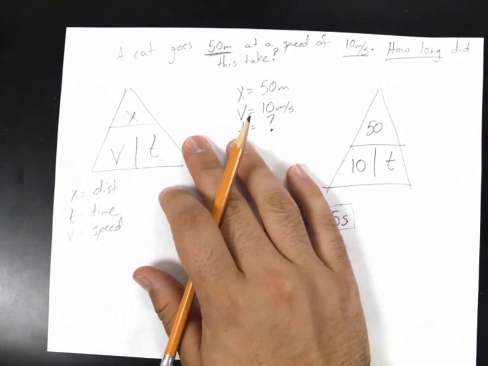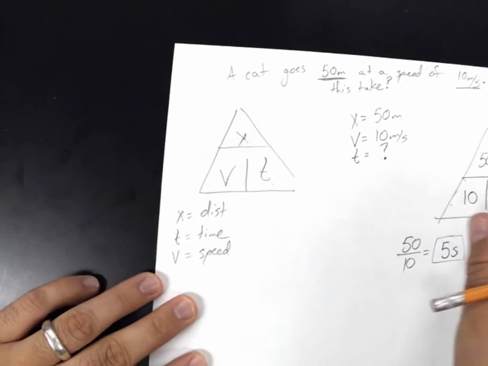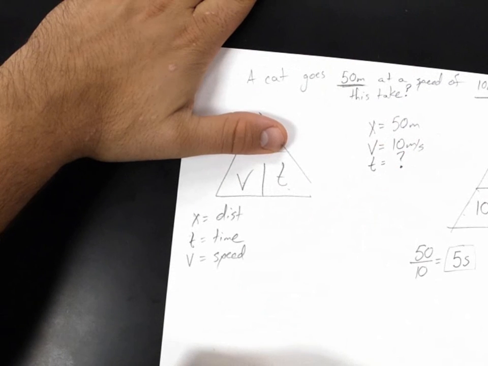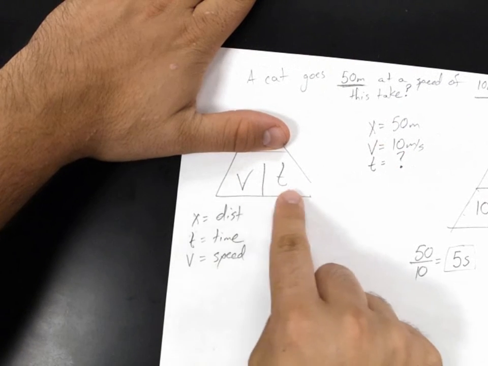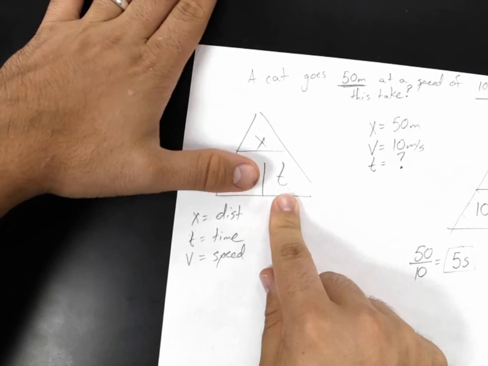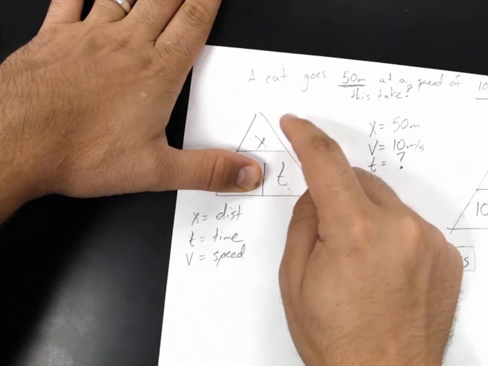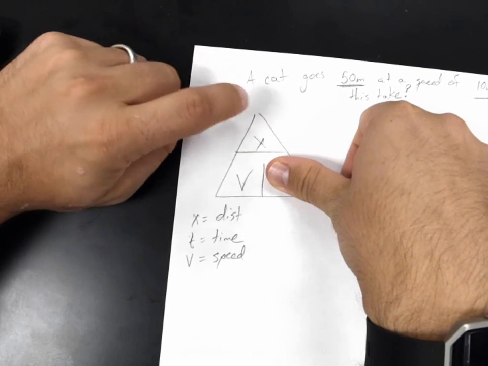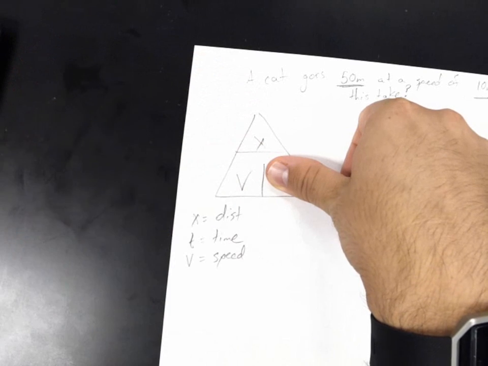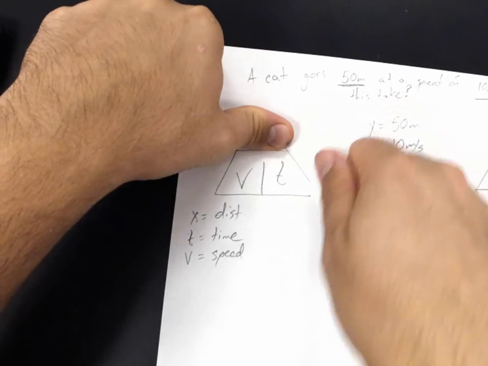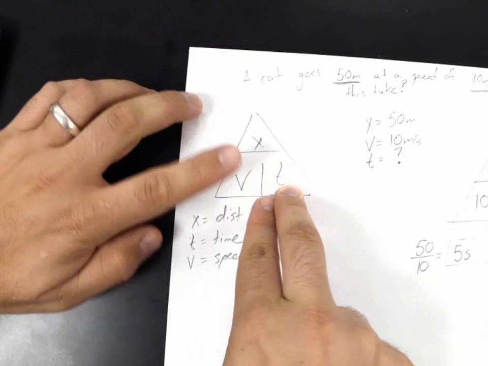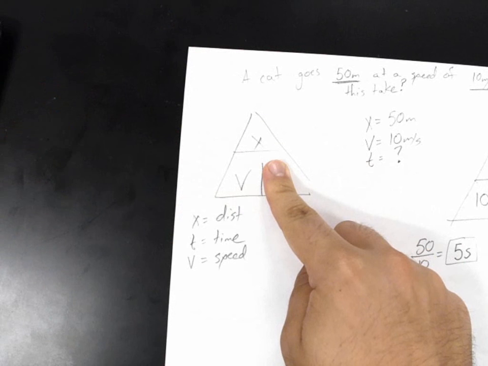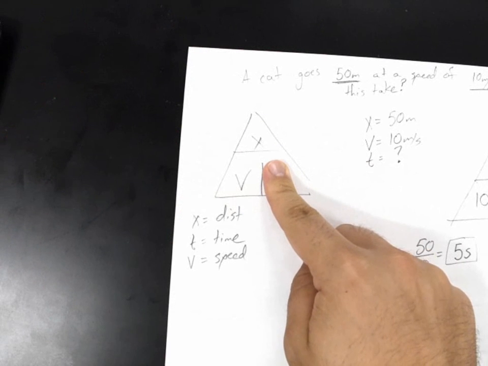Once again, let's focus on the triangle just for a moment. If you're looking for position, if you're looking for distance, you need to multiply V times T. If you're looking for speed, you need to take distance and divide it by time. If you're looking for time, you need to take distance and divide by speed. So that's the idea. Cover up the thing you're looking for. Do what the triangle says to do. Either multiply or divide, depending on their positions. Good luck.